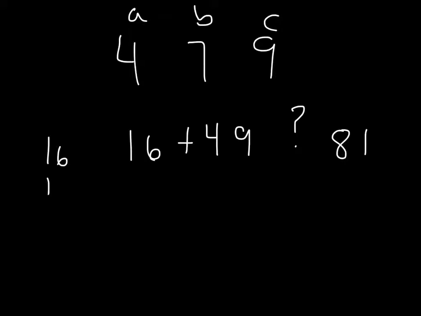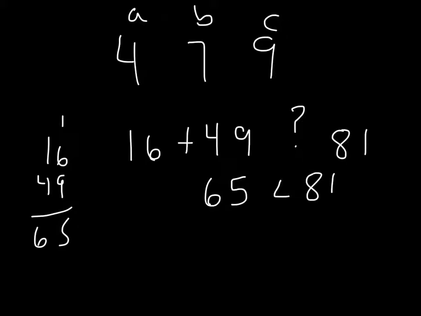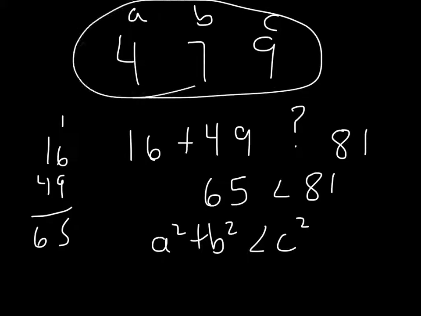So 16 plus 49, we've got 65. So 65 is less than 81, so in this particular case, a squared plus b squared is less than c squared, or c squared is greater than a squared plus b squared. So we know the triangle with these sides is a possible triangle, and it must be obtuse.